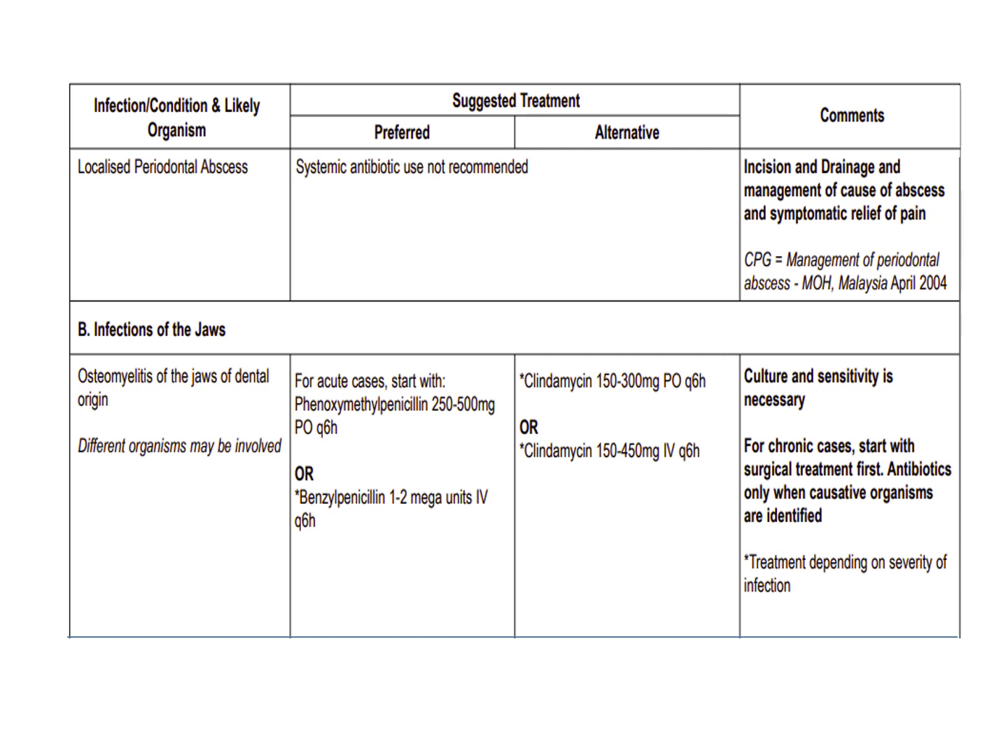A localized periodontal abscess is also not an indication for systemic antibiotics. For infection of the jaw, for example, osteomyelitis of the jaw of dental origin, we can prescribe antibiotics. We can give phenoxymethylpenicillin, or we can give benzyl penicillin.